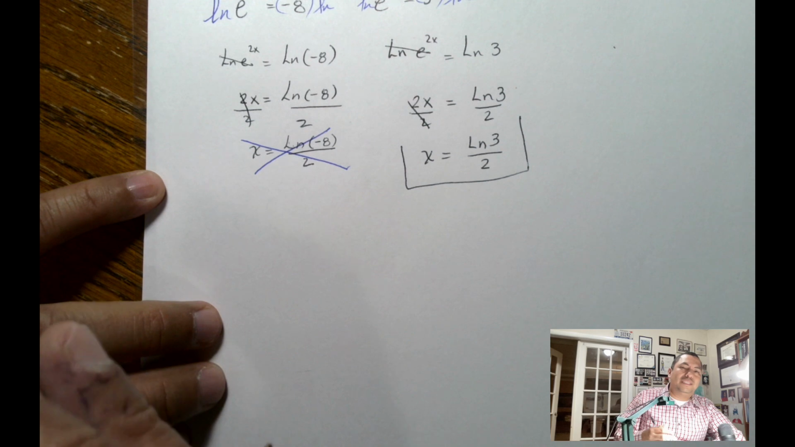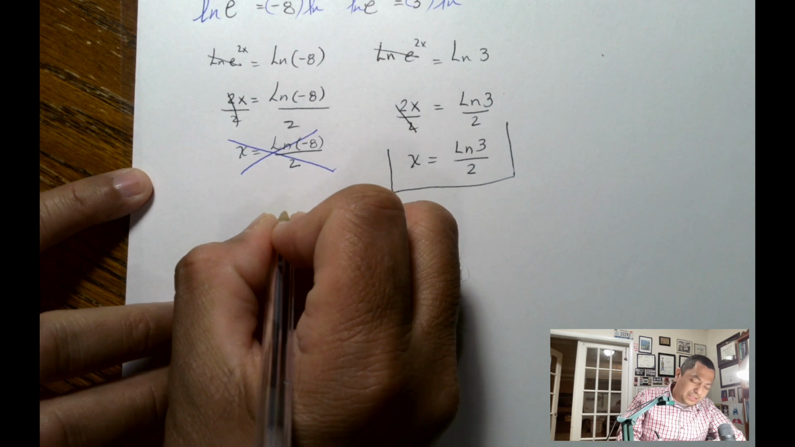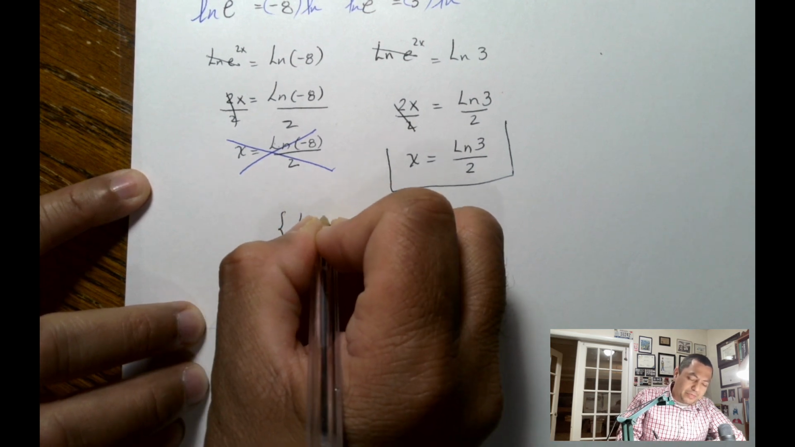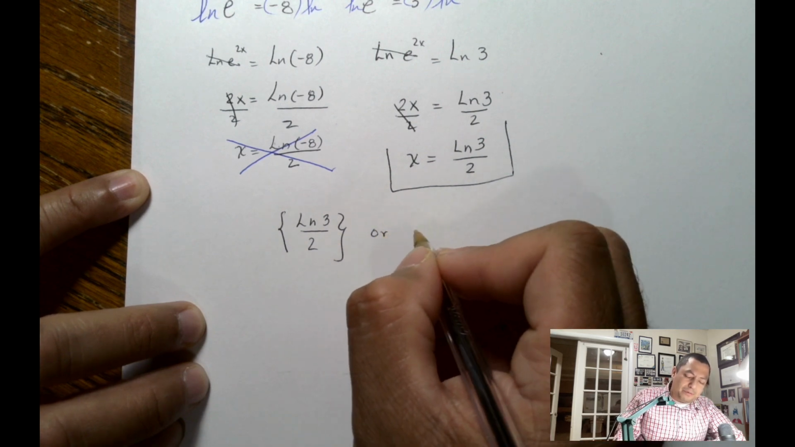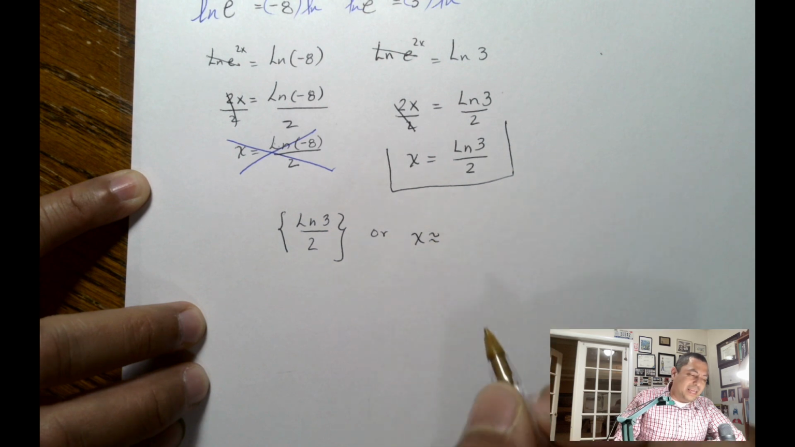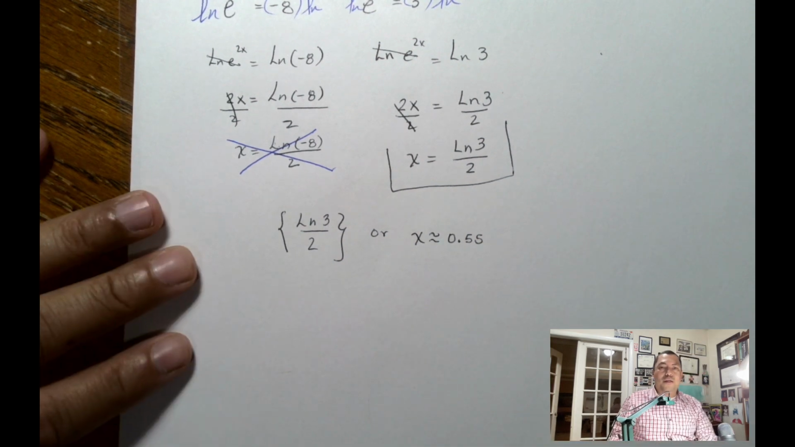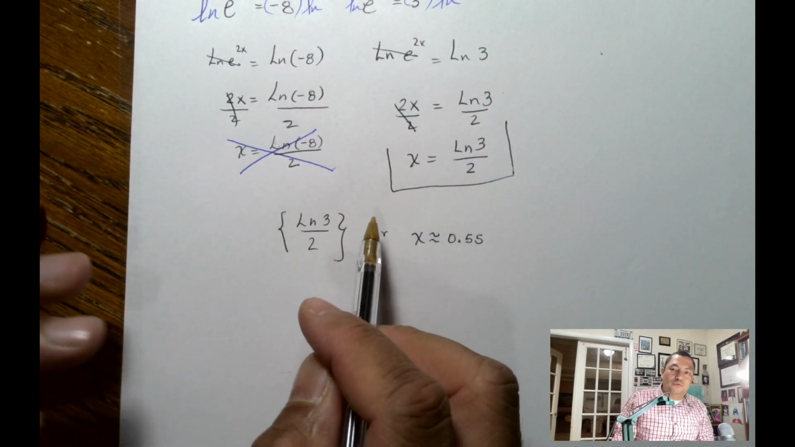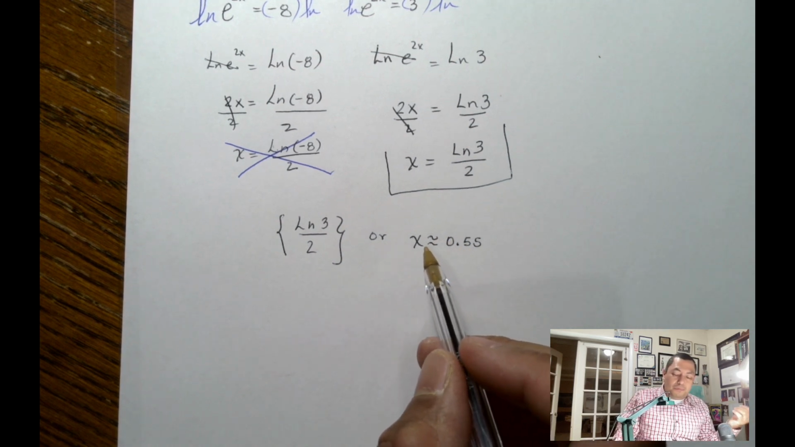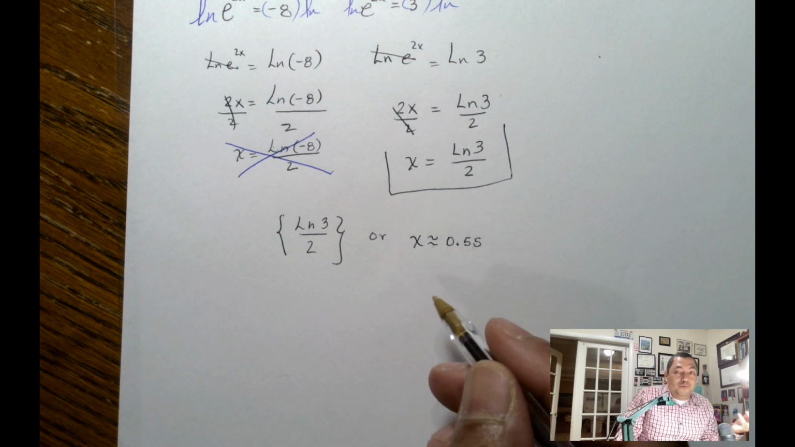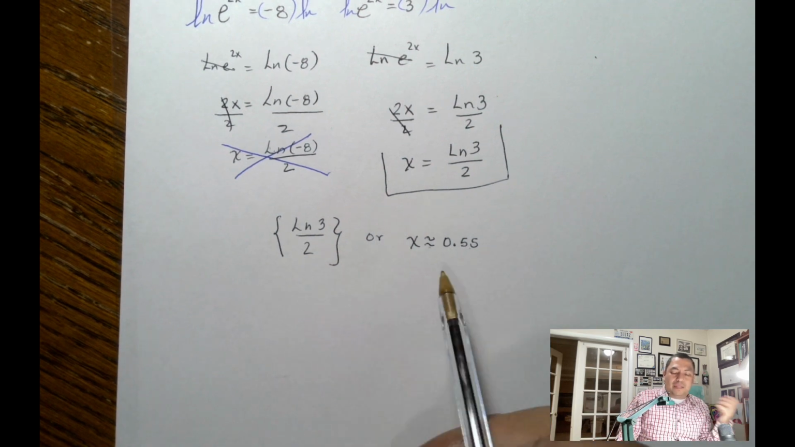So remember that in this case, they're asking me for the exact solution and the approximation. So my exact solution is ln 3 over 2, and my approximation is x approximately equals 0.55. So you can leave the exact solution, that's what the textbook asks, or you can leave a decimal approximation. It's up to you what the textbook is asking. In this case, the textbook asks for both the exact solution and the approximation.